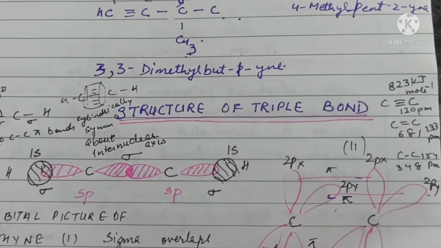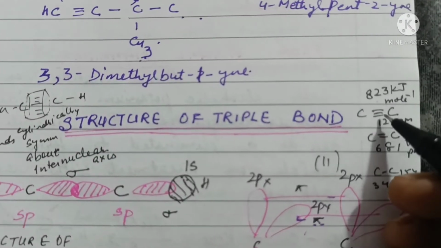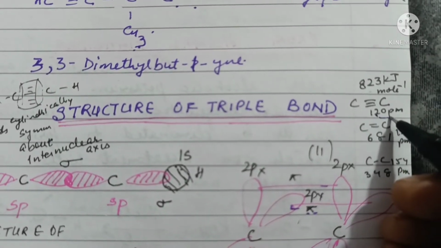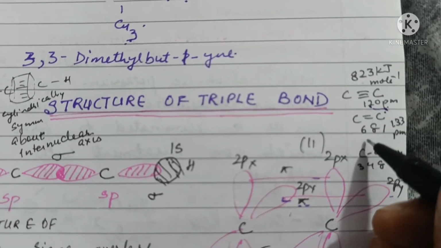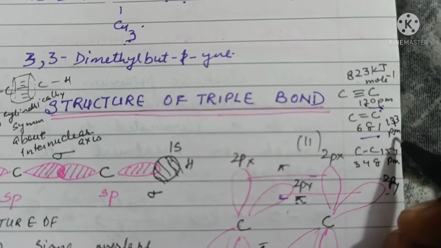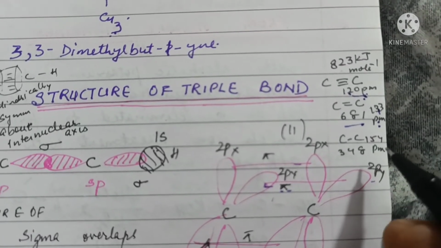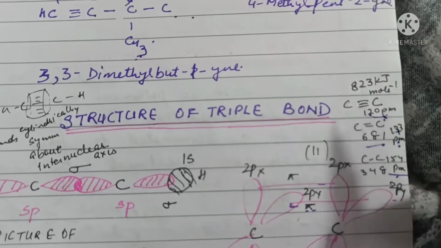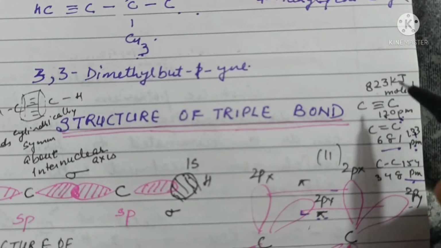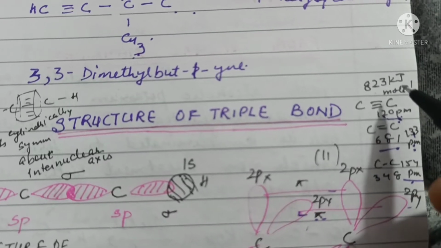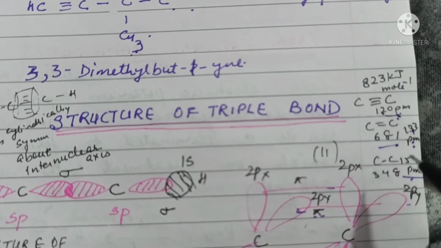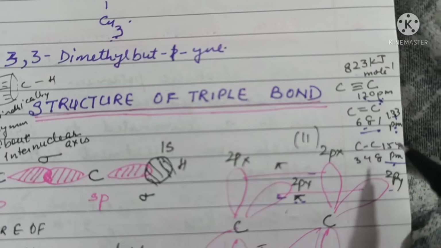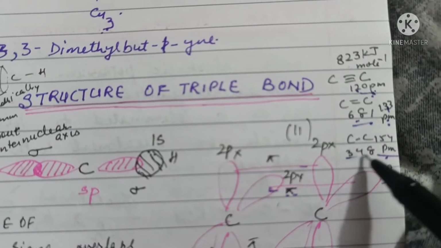The bond length of the carbon-carbon triple bond is 120 picometer, which is shorter than the double bond, which is 133 picometer, and which is still shorter than the single bond, which is 154 picometer in alkenes. The bond enthalpy of the triple bond is greater than that of the double bond, 823 kilojoules. For the double bond it's 681, for the single bond it is 348.